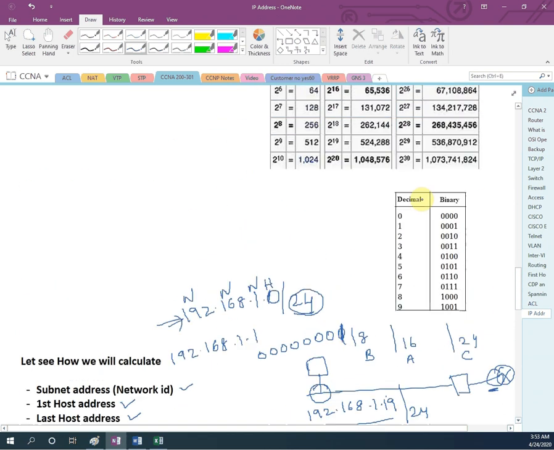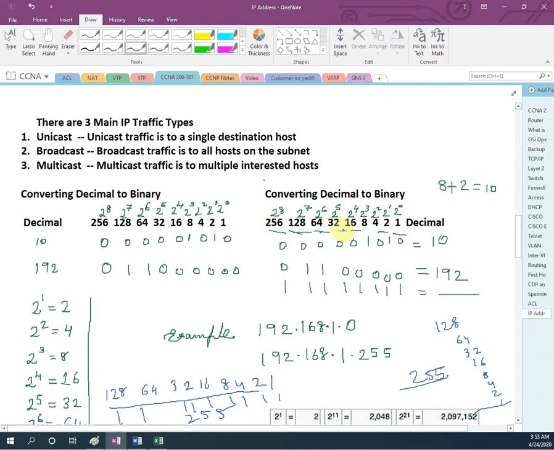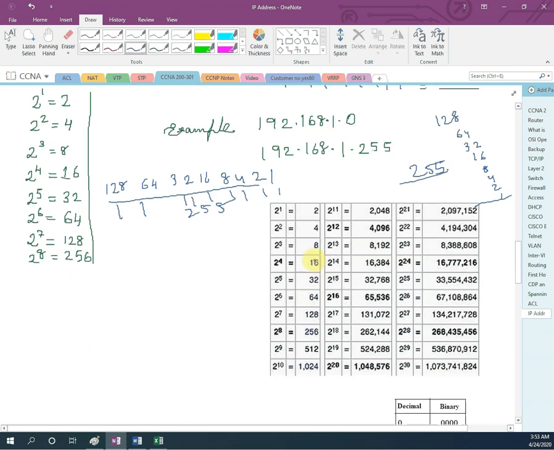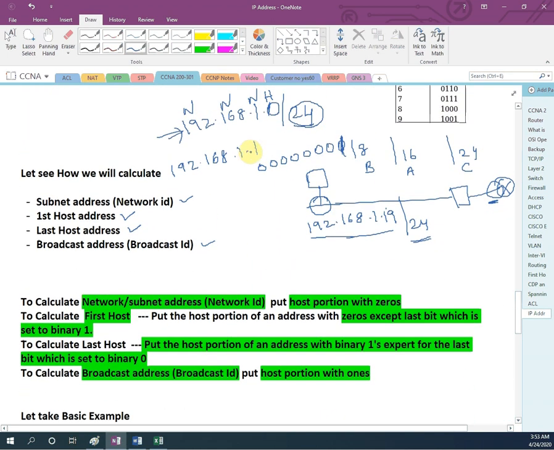You remember we are following this table. If I want to write 1, the remaining will be 0. So we need to convert this host portion into binary like this, and then apply this point: put the host portion of the address as 0 except the last bit, which is set to 1. So all will be 0, only the last bit we set to 1. We already have 1 here, so we keep that last one as 1. So that is the first host, this is the first host ID.